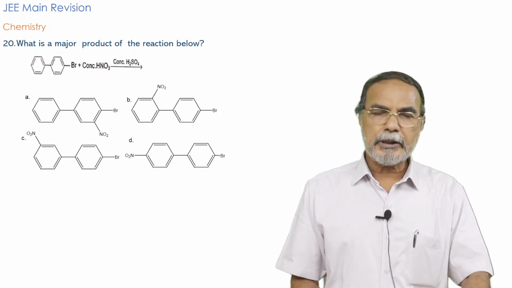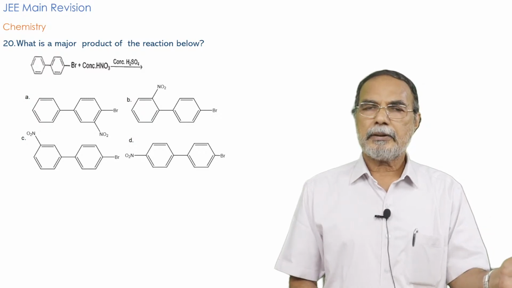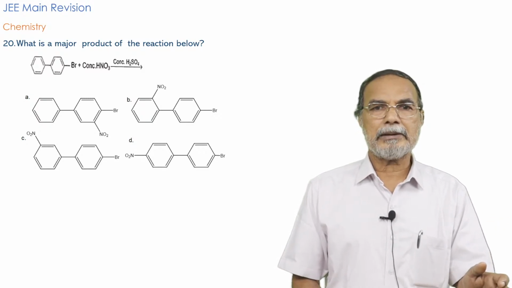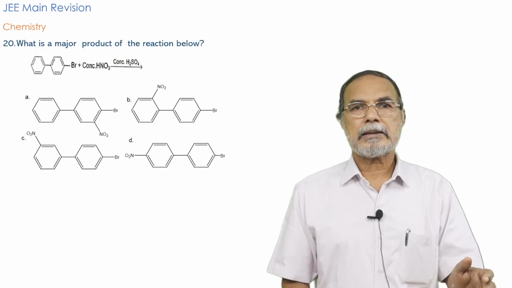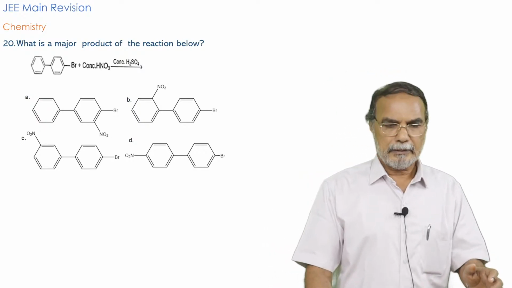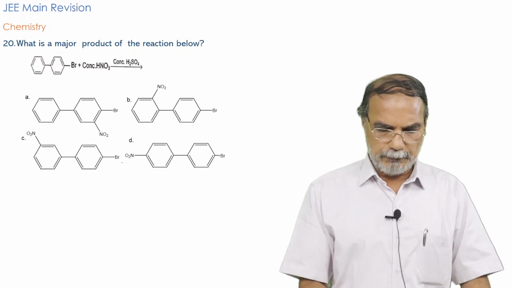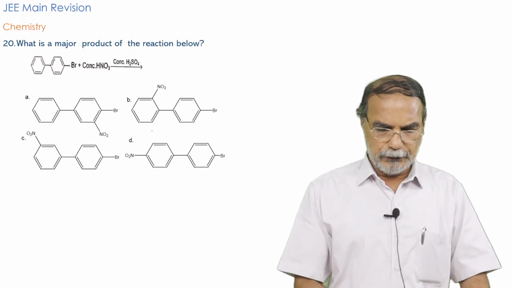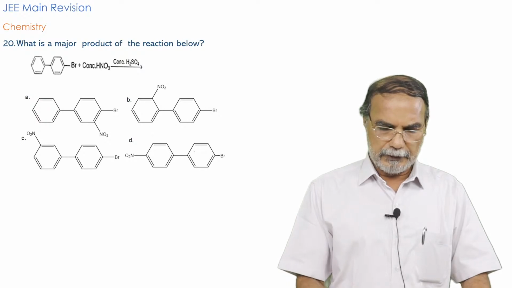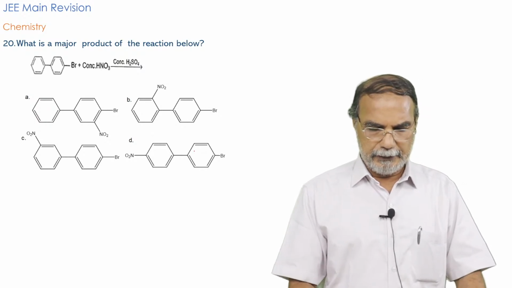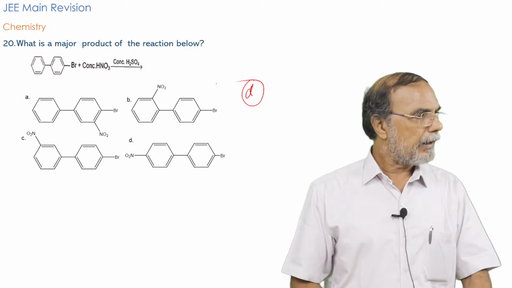So the comfortable position in which the electrophilic substitution can take place is the para-nitro product, that is the para-nitro compound, that is option D. D is the correct option.